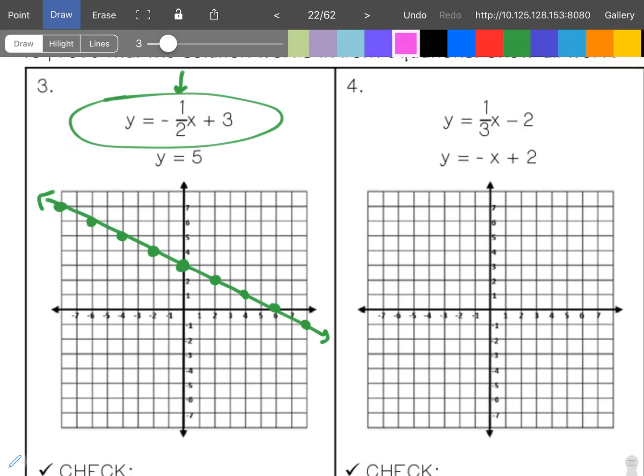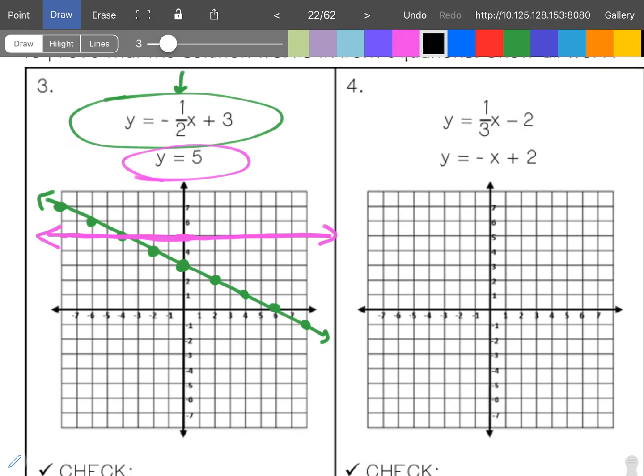All right. The next equation is one of these where we do not have an x and a y. So this is not a diagonal line. It's either horizontal or vertical. Remember, if it's y equals, we go on the y-axis to that number, which is 5, and we just draw a horizontal line through the value of 5.